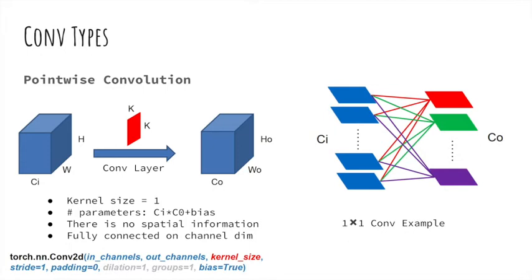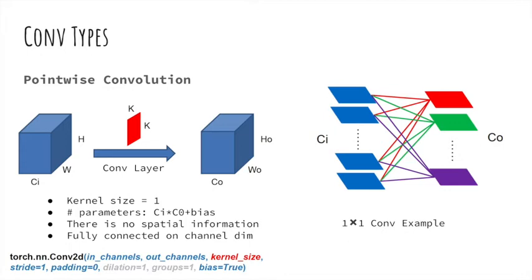And thirdly, there is no spatial information. Because the kernel size is 1 times 1, which is a single point, it doesn't conv a window of pixels, so it doesn't extract spatial information. Fourthly, it is fully connected on channel dimension. We can see better with the right image.